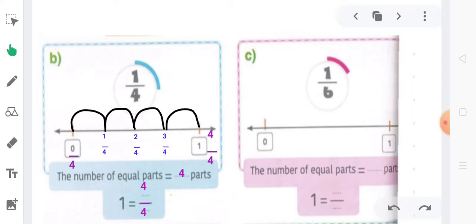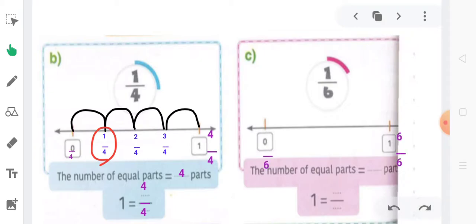Okay, let's represent sixths on the number line. We make sure that we have the benchmarks 0 and 1, and we convert them into what? Into fractions. Okay, look at the bottom, or the denominator. We have 6, so I put 6 in the bottom.